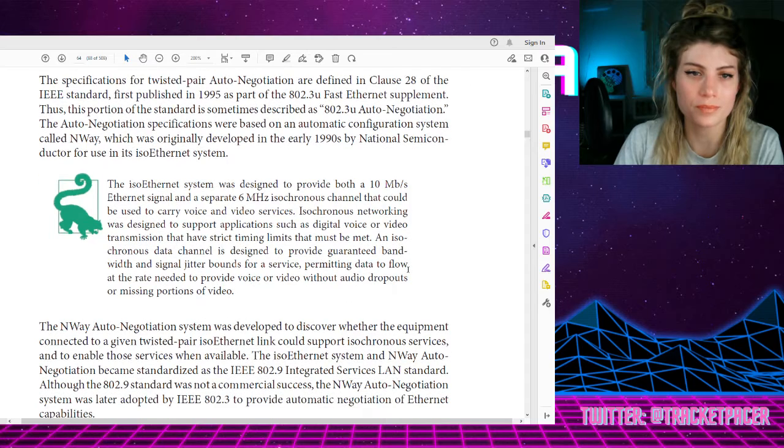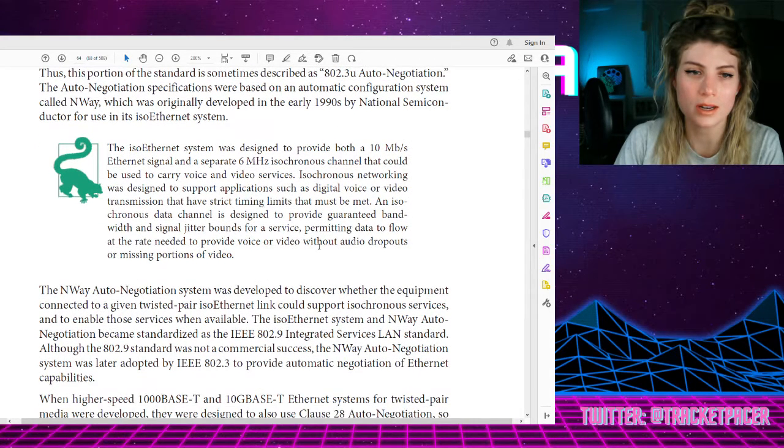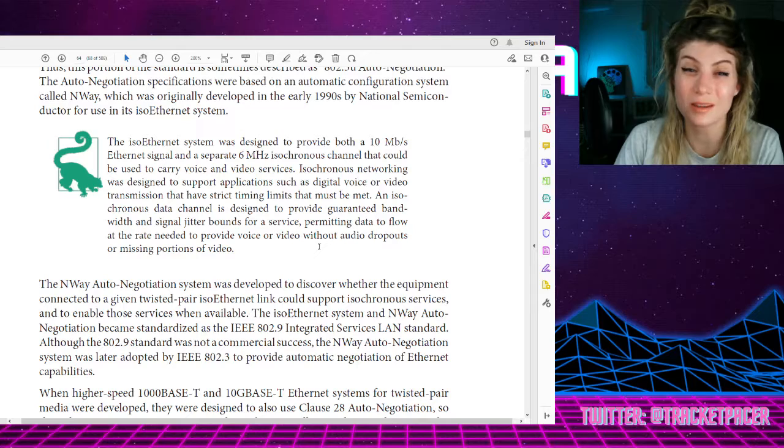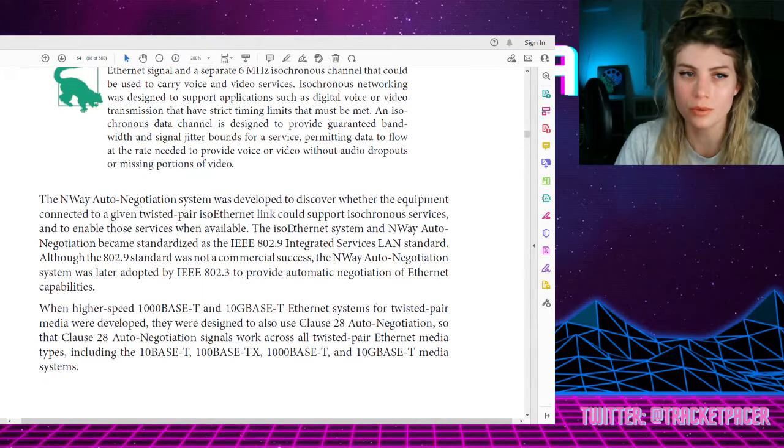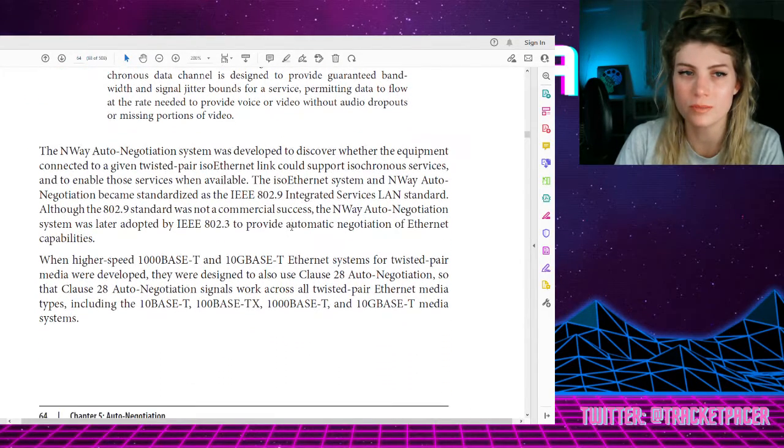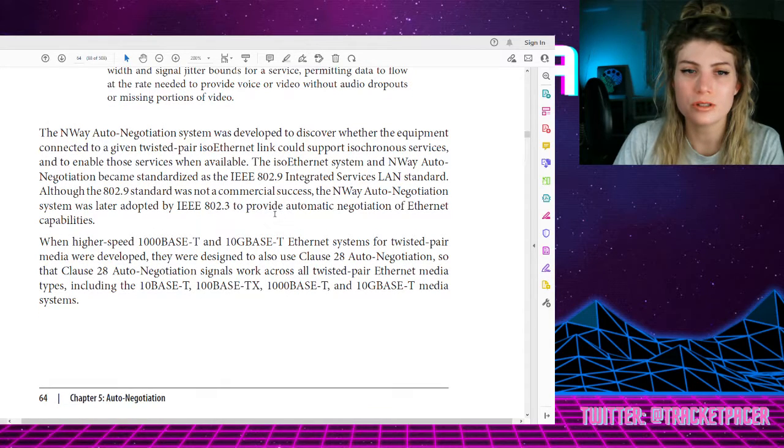Okay, N-Way. That's where it came from. N-Way was developed in the 90s for use in its ISO Ethernet system, which was designed to provide a 10 megabit per second Ethernet signal and a separate 6 megahertz isochronous channel to carry voice and video. Guaranteed bandwidth and signal jitter bounds for a service, yada yada yada. Okay, so primitive quality of service, perhaps, maybe. The N-Way auto negotiation system was developed to discover whether the equipment connected to a given twisted pair ISO Ethernet link could support isochronous services.